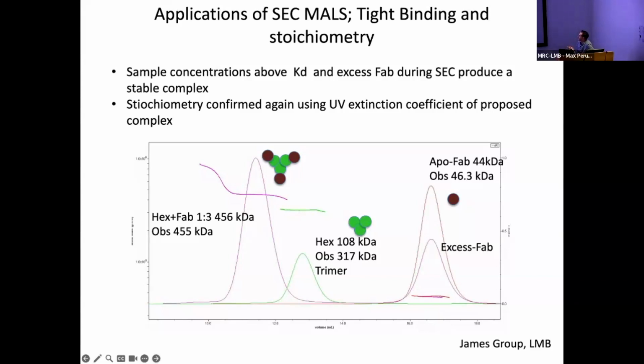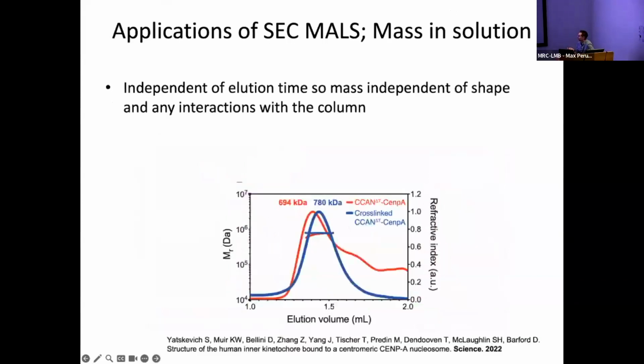I've said it's independent of elution time. Sometimes you can have complexes which are not as stable, so it's possible to cross-link them. So this was cross-linked prior to being run through. This was really an important experiment because the blue one says it's 780 kilodaltons. That helped the cryo-EM work because there was an extra bit of mass in the structure, and this showed that there was in fact an extra bit of mass in the structure. So there were actually 2 copies of the CN in this measurement. So then obviously you can go back to the cryo-EM and model that in straight away.